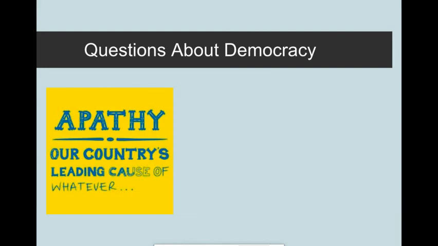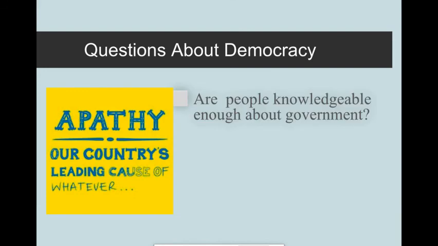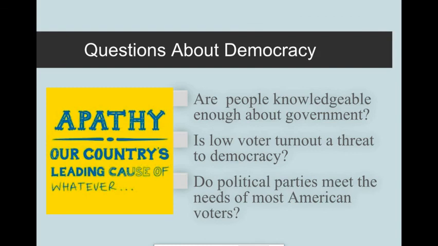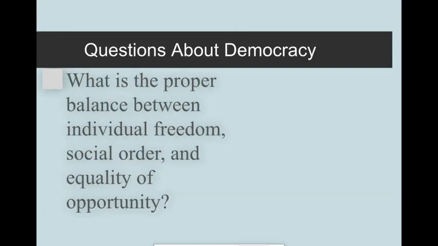So, things you need to keep in mind. Are people knowledgeable enough about government? Mostly no, so welcome to class. Is low voter turnout a threat to democracy? Possibly. We'll look at the Electoral College versus the popular vote. Do political parties meet the needs of most Americans? Think about current events and whether the sitting current two-party system actually represents the majority of American voters.